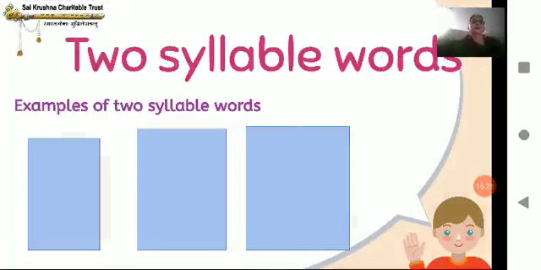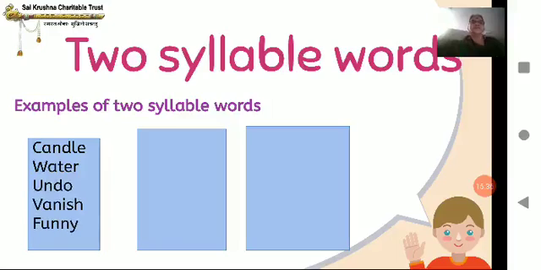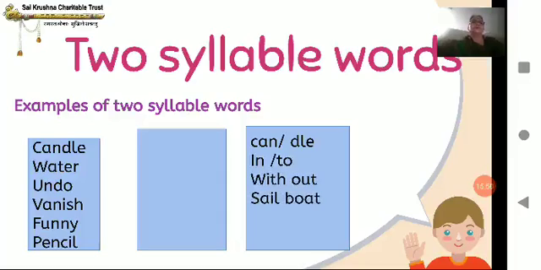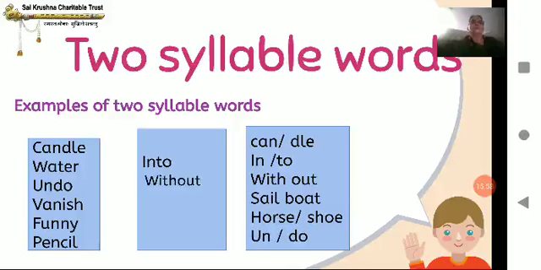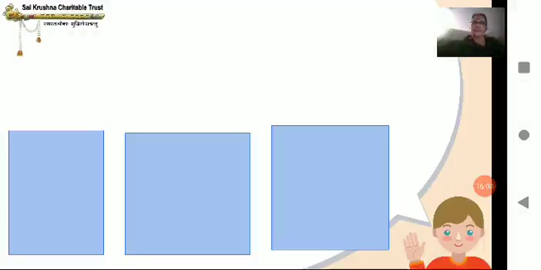In the 2 syllable words, you have candle, candle, water. Like that you break them. Undo, vanish, funny, pencil. See, for candle we can write can and then dle. Alright. Then you have into, without, sailboat, horseshoe, undo. Have you all understood, children?